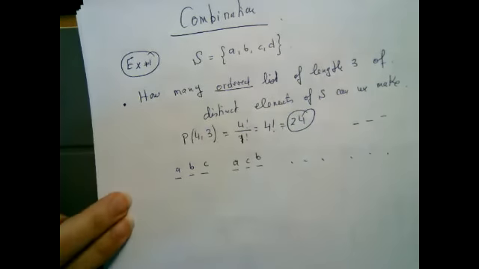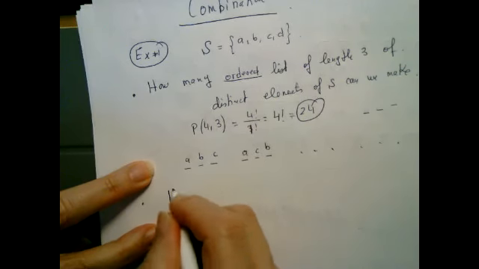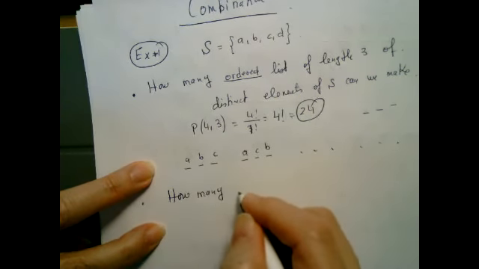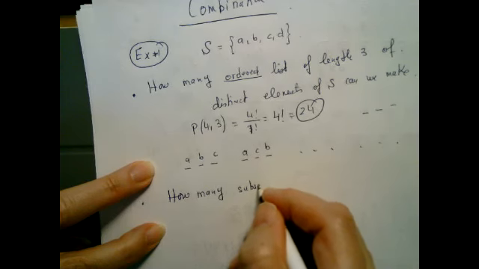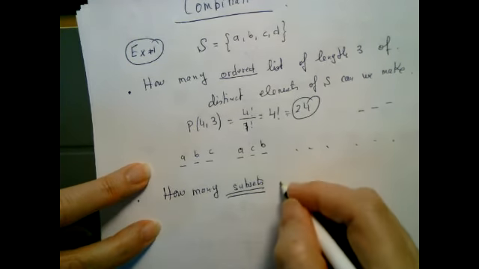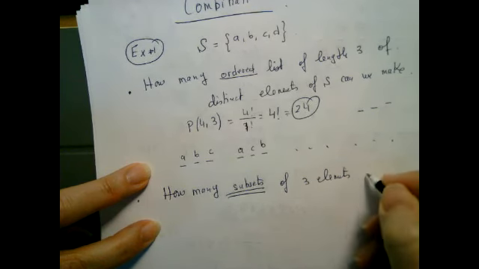Okay. Now, the second question is going to be different. The second question is, how many subsets of 3 elements of S can I make?